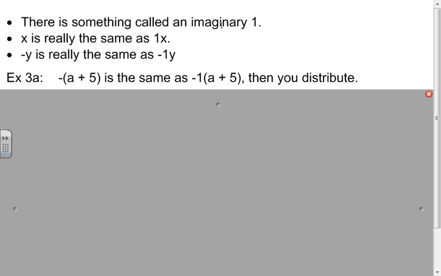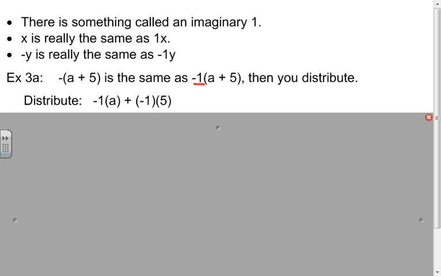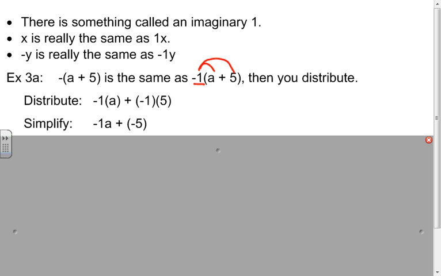The imaginary 1 shows up right here, and then we can distribute. So we give the negative 1 to the a, and we give the negative 1 to the 5. We see that in the next line where it says distribute. And then you can simplify. Negative 1 times a is negative 1a. Negative 1 times 5 is negative 5, and you still have a plus sign in the middle.